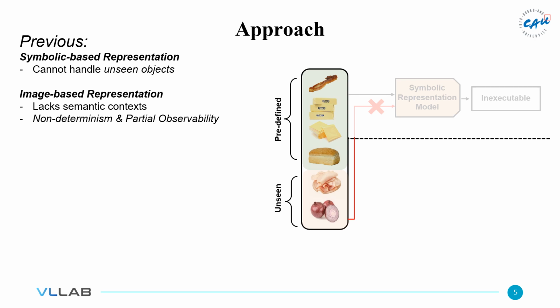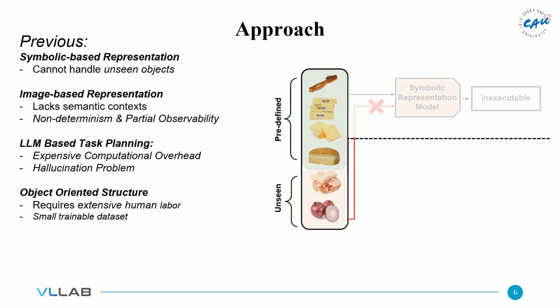And image-based methods, on the other hand, face non-deterministic challenges. Robots using image-based methods often struggle to identify objects within an image, leading to issues of partial observability and inconsistent performance.